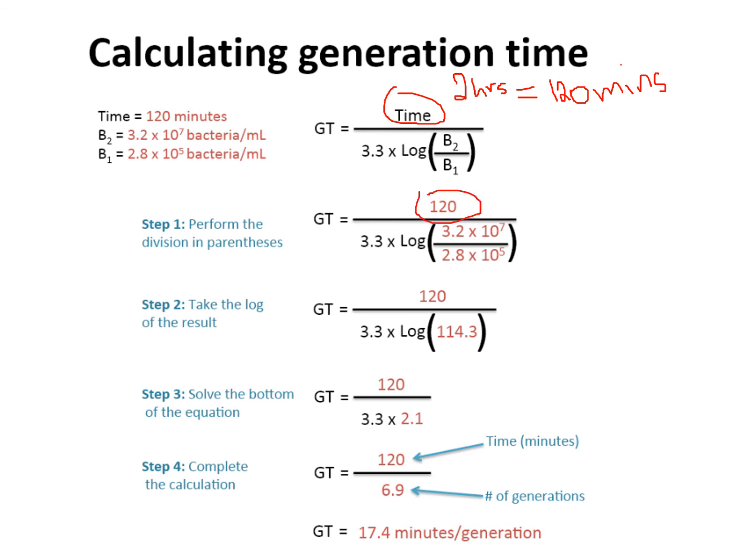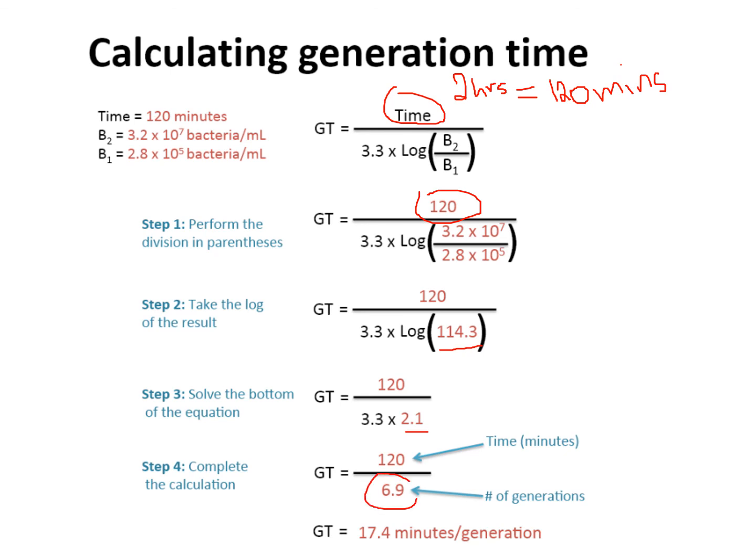Then at the bottom, I say 3.3 times log. That's going to be your final concentration, 3.2 times 10 to the 7, over your initial concentration, 2.8 times 10 to the 5. Now, for you to plug it into your calculator correctly, work what's in between your parentheses first. So punch in 3.2 times 10 to the 7 divided by 2.8 times 10 to the 5. That should give you 114.3. Write that down. Take the log of 114.3, which gives 2.1, multiplied by 3.3. Notice how you have to be patient and take it step by step. Otherwise, if you try to plug in all of that right away, you're going to get it wrong. So you multiply 3.3 by 2.1, that's 6.9.